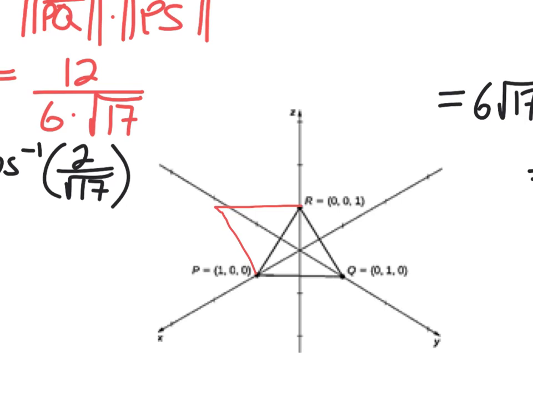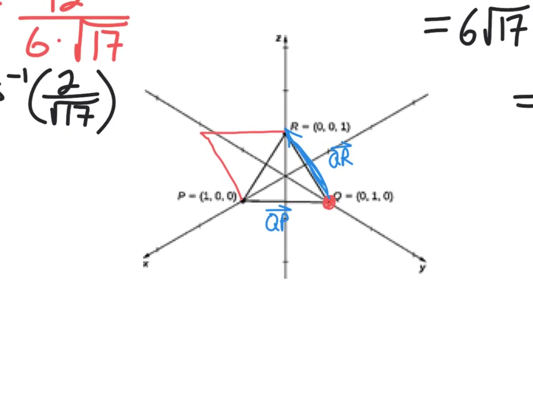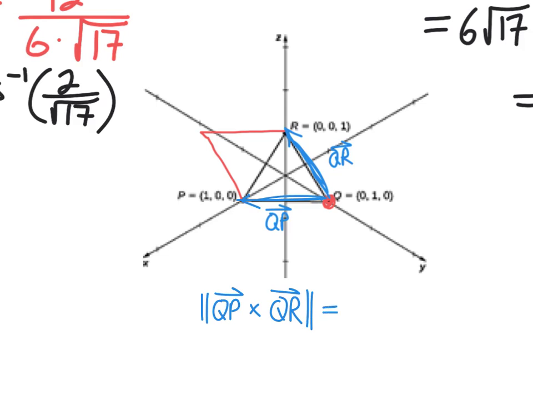All right, so if I were to figure out, for example, I'll pin it at Q. A vector QR and vector QP. If I were to find the magnitude of the cross product between those two vectors, it's a magnitude, so it's going to be positive. Doesn't matter which way we go, QP cross QR or the other way. That's going to be equal to the area of the parallelogram.